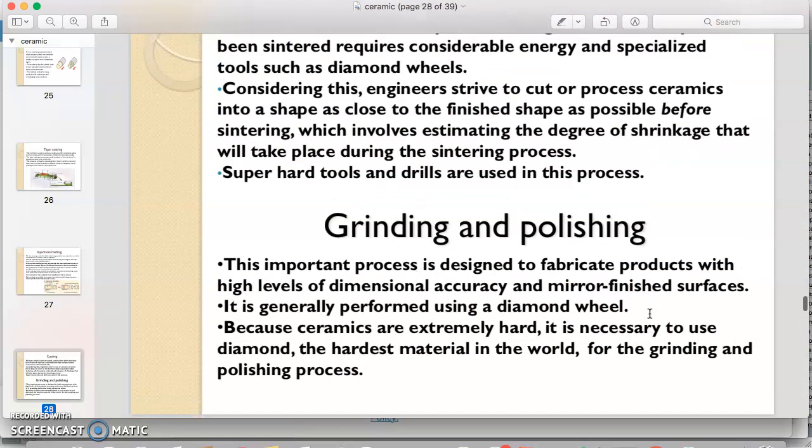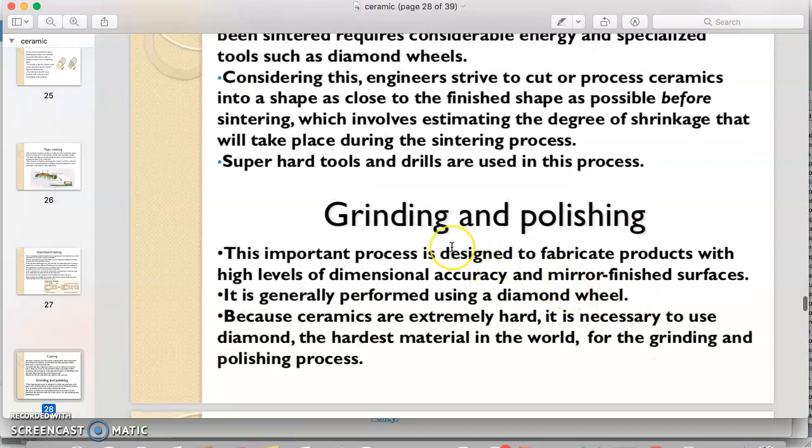Okay, grinding and polishing is used to remove a small amount of material in order to increase the surface quality and also the dimensional accuracy of the product. Grinding and polishing can be done after the sintering. A diamond cutting tool is usually used because ceramic is a very hard material.